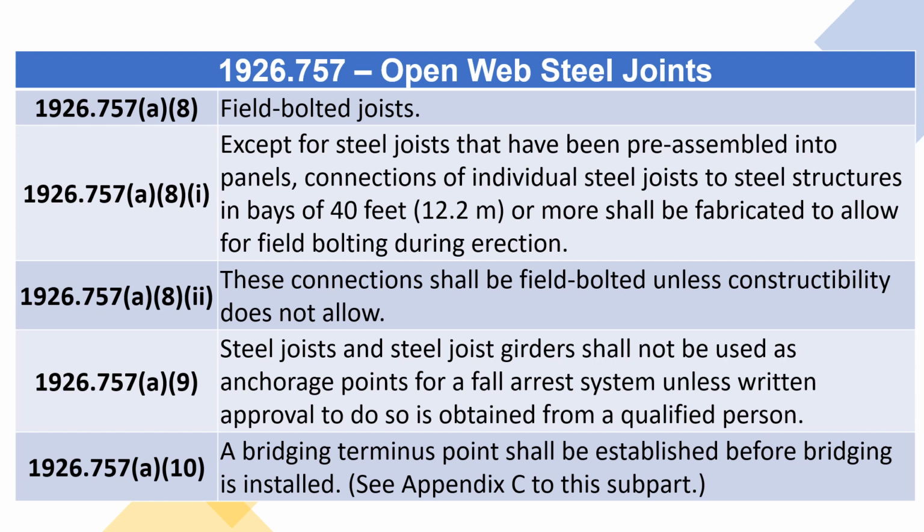1926.757 A9, steel joists and steel joist girders shall not be used as anchorage points for a fall arrest system unless written approval to do so is obtained from a qualified person. 1926.757 A10, a bridging terminus point shall be established before bridging is installed. See Appendix C to this subpart.